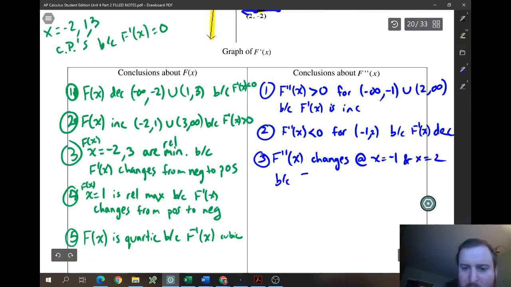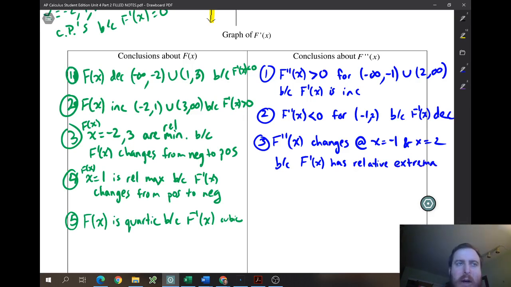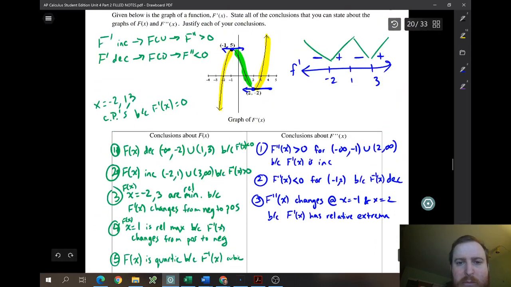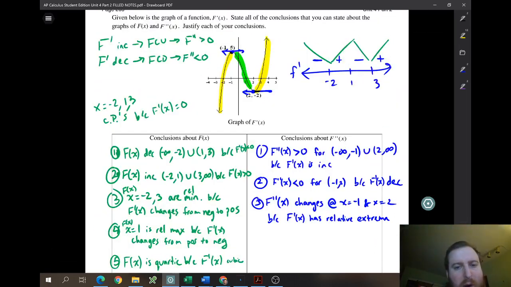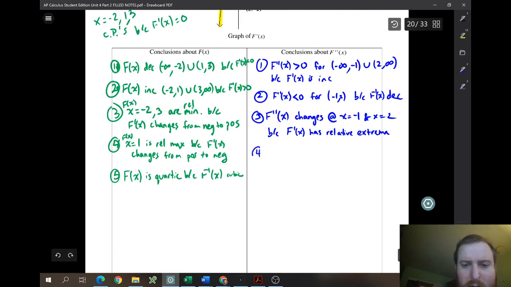because f prime of x has relative extrema, right? It has a relative max, relative min. Now, you could have also said because f prime of x changes between positive and negative or vice versa, that would have worked as well, right? Basically, at those two points, we have a relative max and a relative min for f prime. So if we have a relative max or min, it means it did change signs. Either way you word that is fine. And then we start off cubic. So if we take the derivative of cubic, it should go to quadratic again. So f double prime of x is quadratic, degree 2, like a parabola, because f prime of x was cubic.